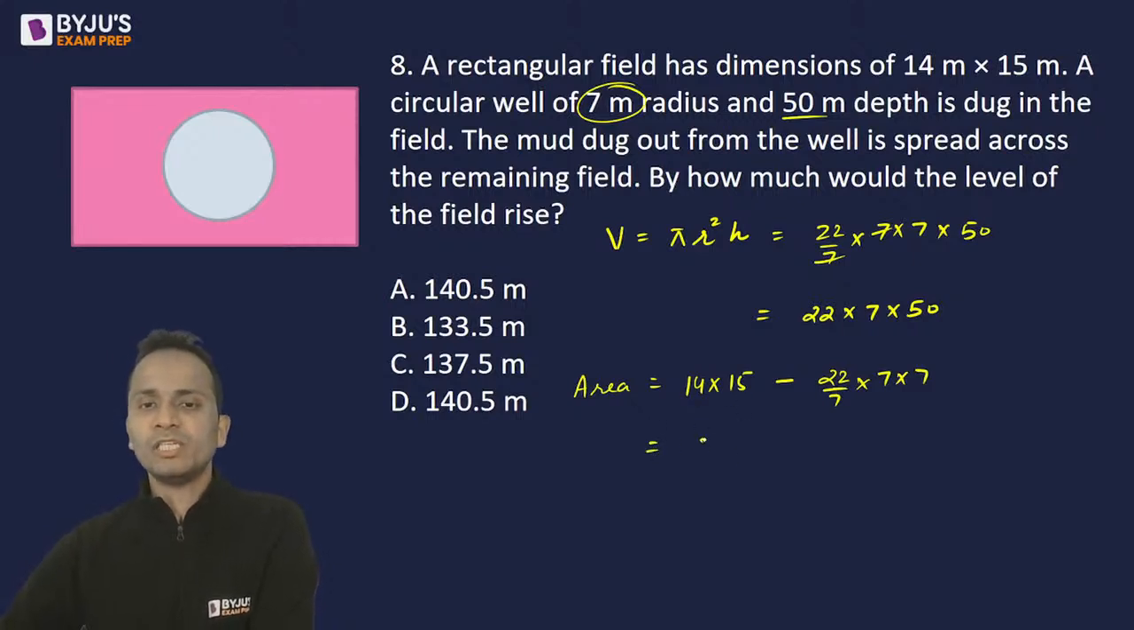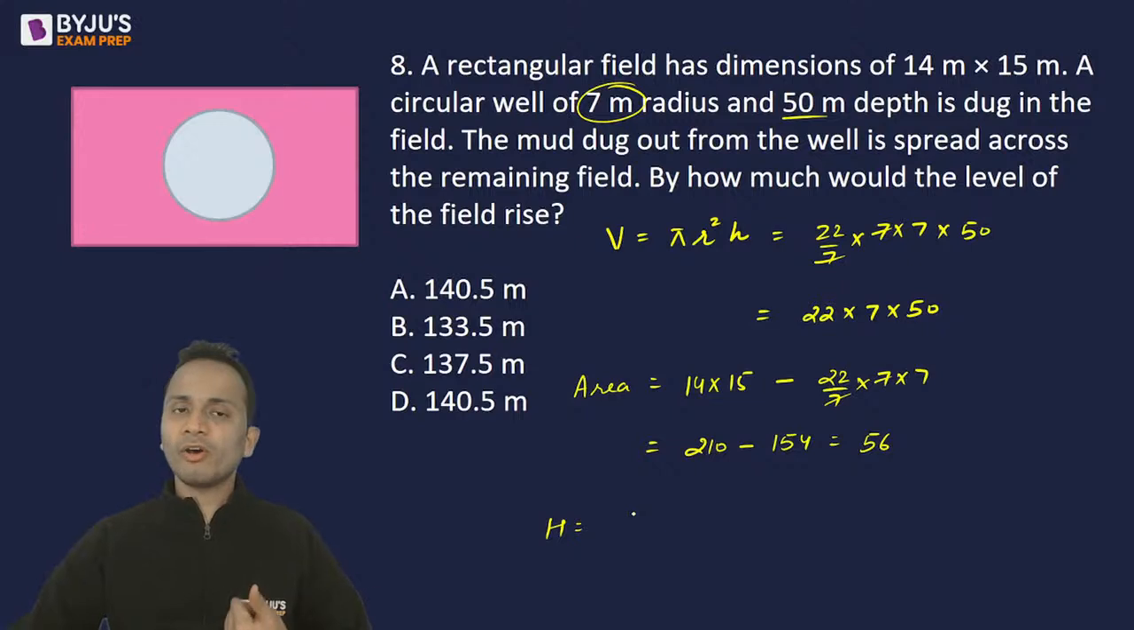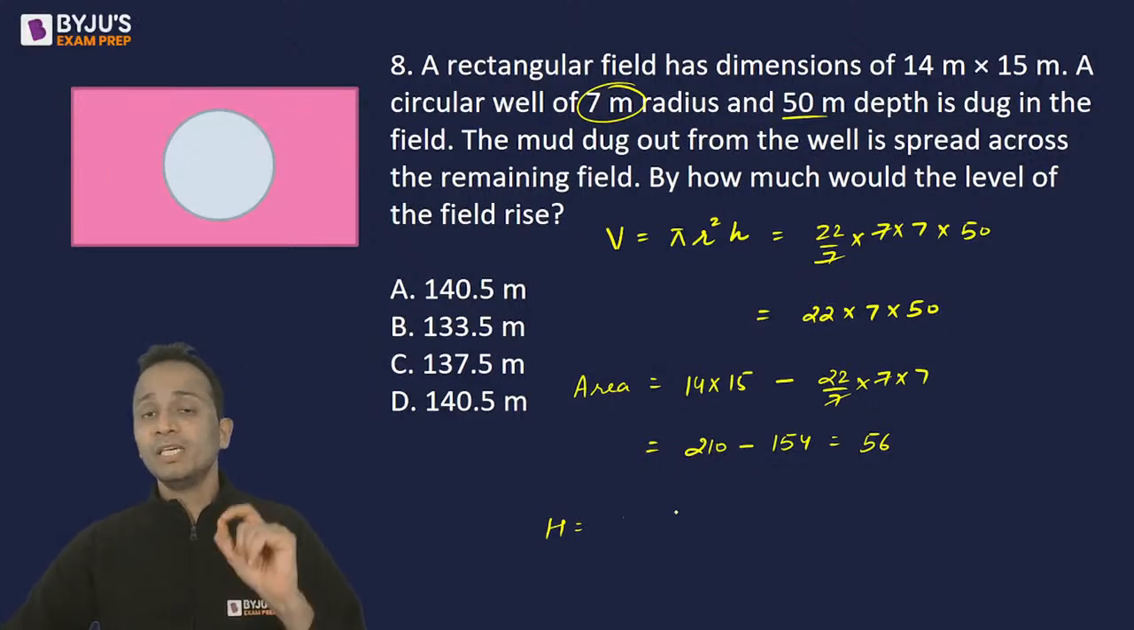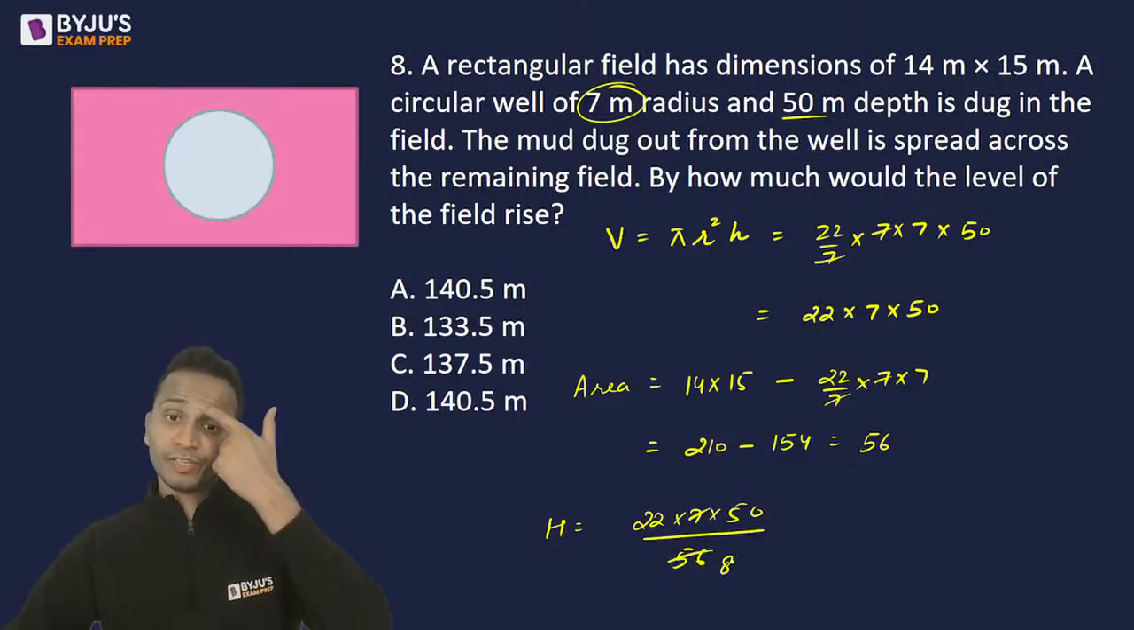15 multiplied by 14 is 210 minus, here 7 will get cancelled, so 22 into 7 is 154. So this remaining part of the area comes out to be 56. Okay. So the height by which the level would rise in the field will be the volume, that is 22 into 7 into 50, divided by the area, which is 56. Okay, so do the calculation. So 7 into 8 is 56.